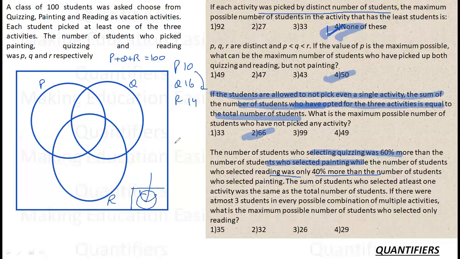So reading is 40. So basically P is to Q is to R is 10, 16 and 14 or 5, 8 and 7. So then it is given to us the number of students who selected at least one activity was same as the total number of students, which means that I have to again make the total equal to 100. Okay. If there were at most 3 students in every possible combination of multiple activities, every possible combination means यहाँ पे ये combination activities हैं, यहाँ पे at most 3 आएगा. So these values should be 3, 2, 1 or 0.